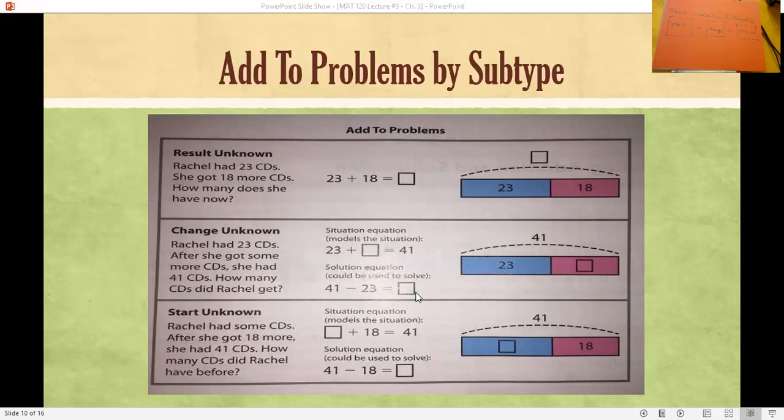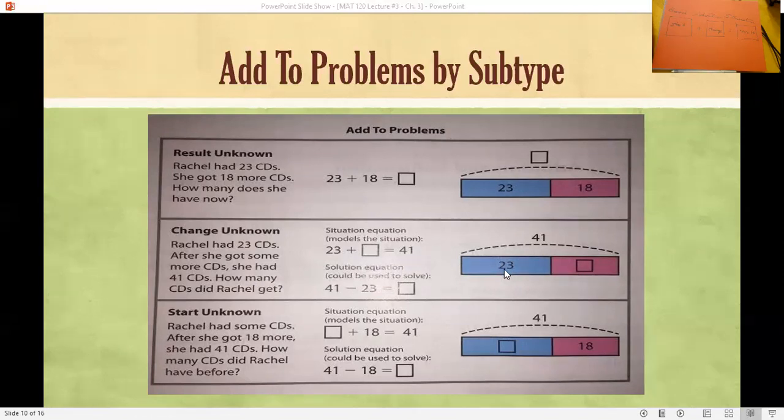Some kids will think that's a subtraction. Some kids will think that's an addition. And the best part is all of them are thinking correctly. It's really both, right? Okay, so because of that, if we wanted to show a structure, we would either do 23 plus blank equals 41, or we could say 41 minus 23 equals blank. And of course, we have a strip diagram to go along with this.